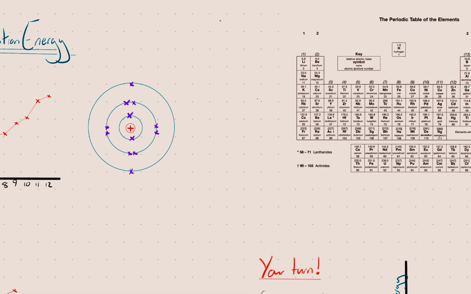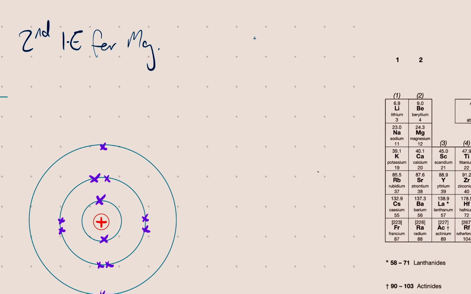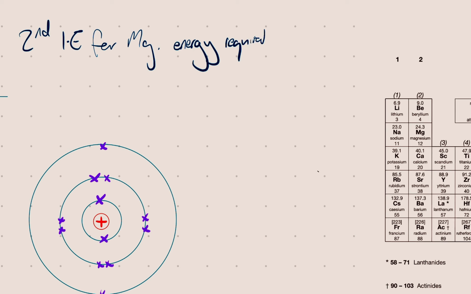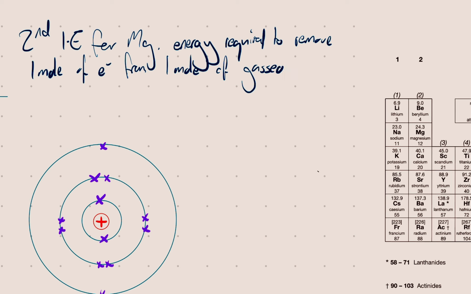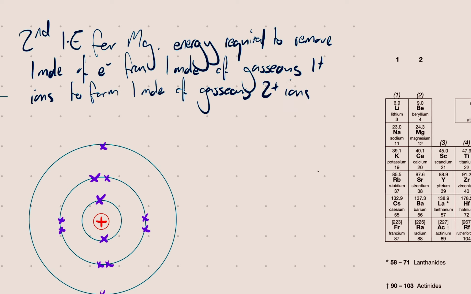If we looked at the second ionization energy for magnesium, our definition there would be the energy required to remove 1 mole of electrons from 1 mole of gaseous 1+ ions to form 1 mole of gaseous 2+ ions.